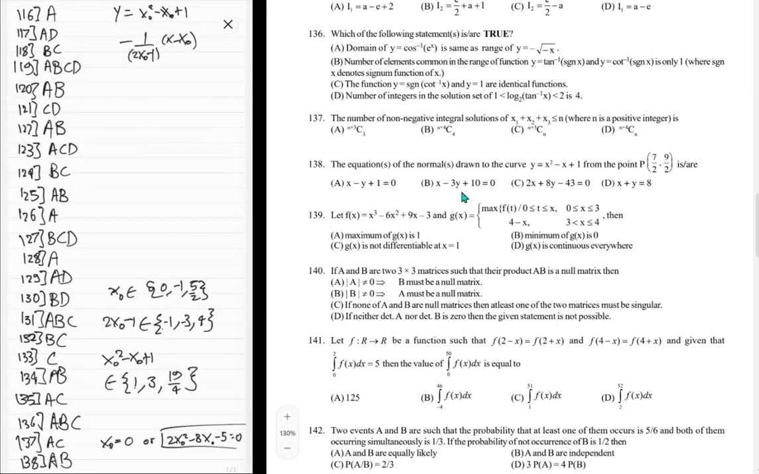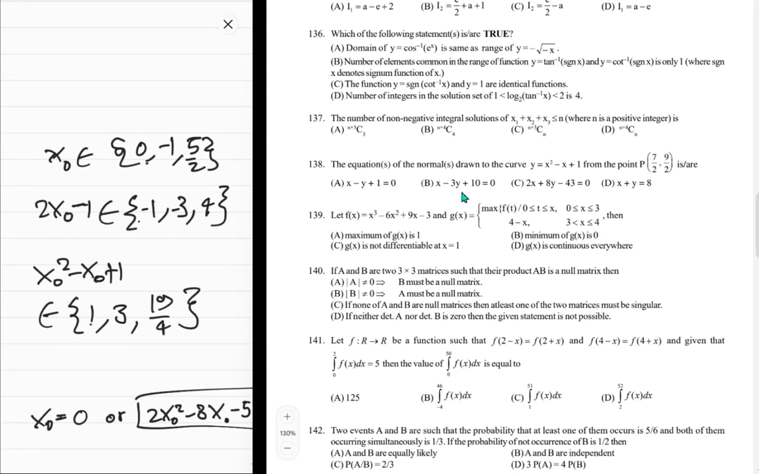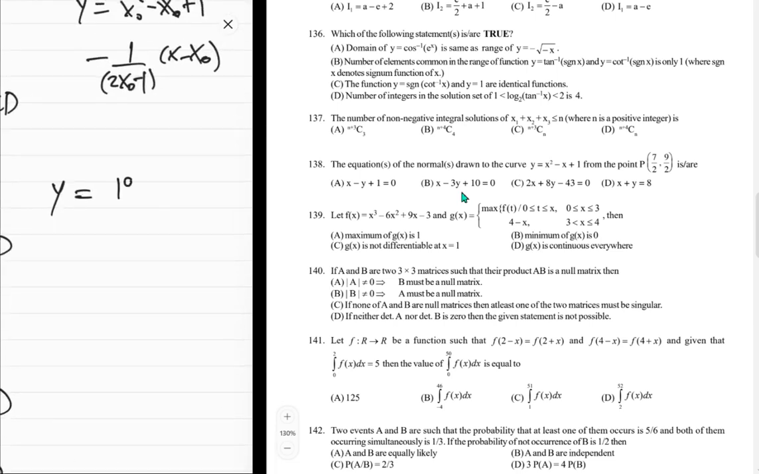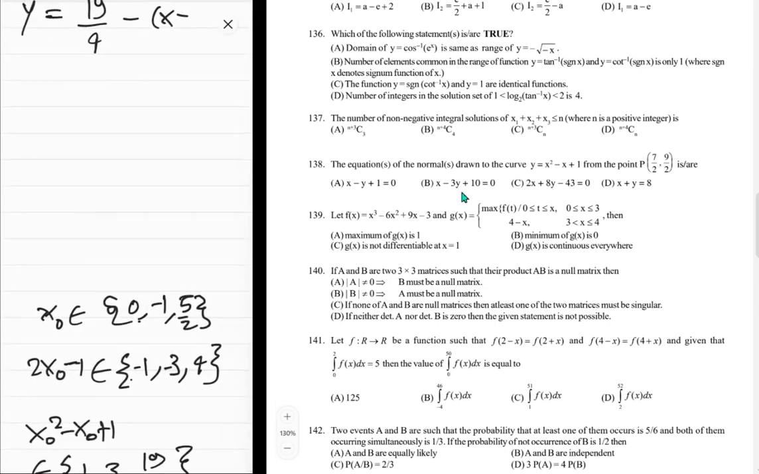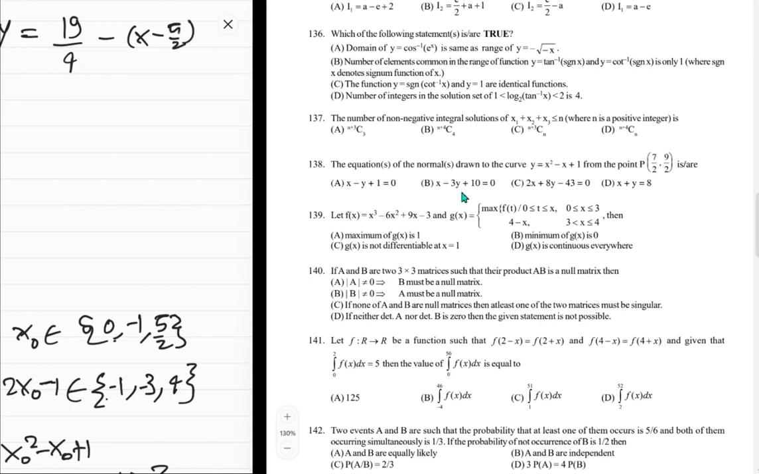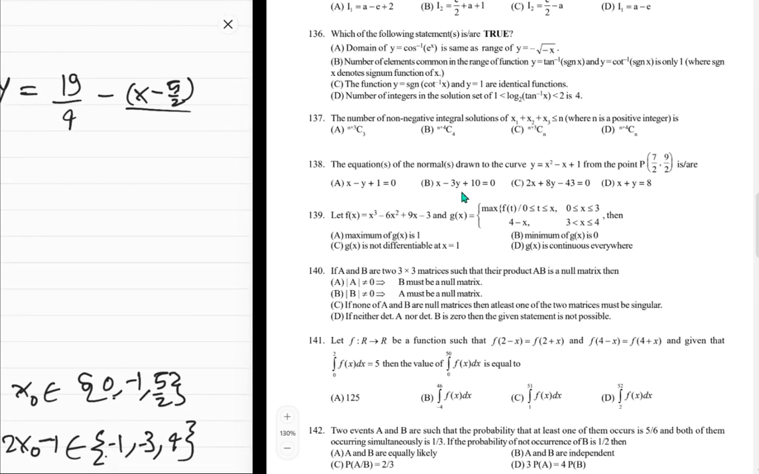So last is x not equal to 5/2. So that's going to be a complication, but yes, y equal to, first you need this thing, 19/4. Okay, then minus x minus x naught. So x naught is 5/2 upon 2x naught minus 1, which is 4.